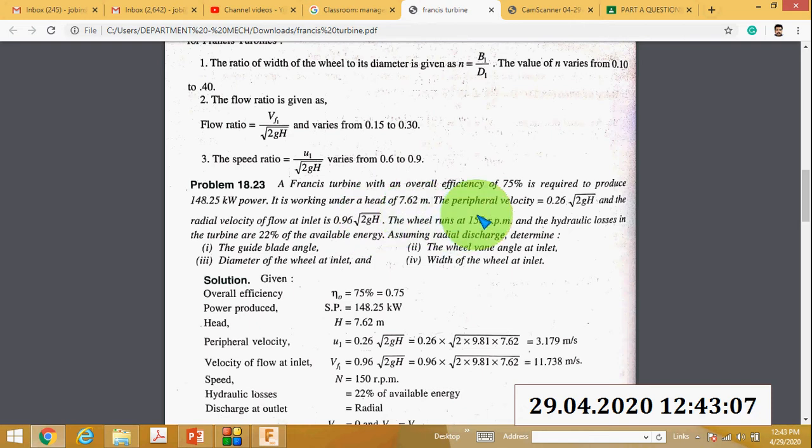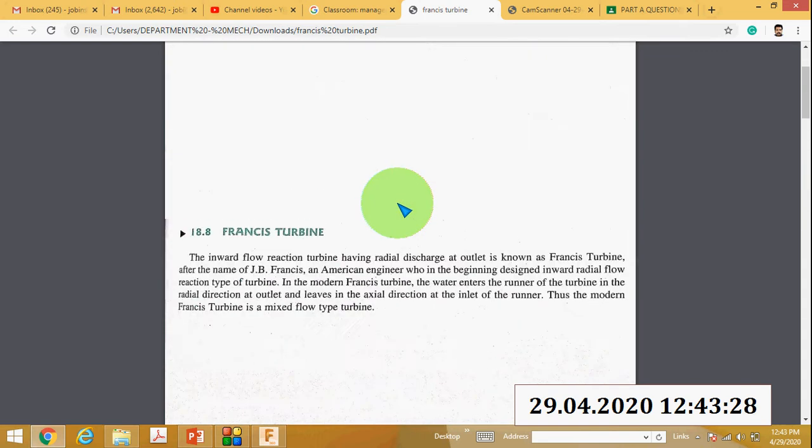of 2gh. The wheel runs at 150 rpm and the hydraulic losses in the turbine are 22% of the available energy. Assuming radial discharge, determine the guide blade angle, the wheel vane angle at inlet, the diameter of the wheel at inlet and the width of the wheel at inlet. So here the turbine is a Francis turbine.